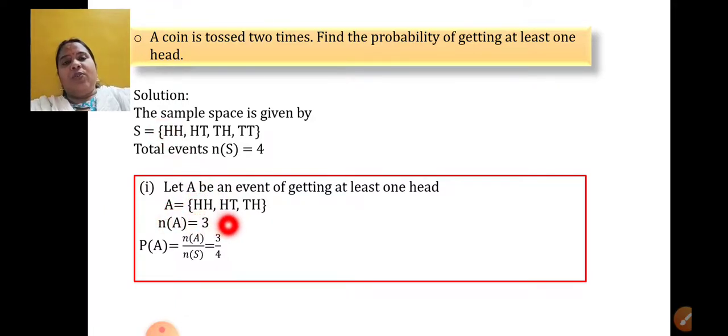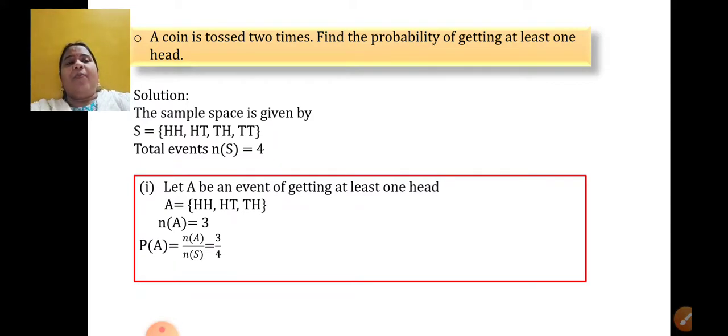N of A is equal to 3. P of A will be N of A upon N of S. So that automatically will become 3 upon 4. It cannot be further reduced. Leave this as the final answer. I hope this sum is clear. I have taken one sum of at the most and one sum of at least. I hope this concept is getting clear.